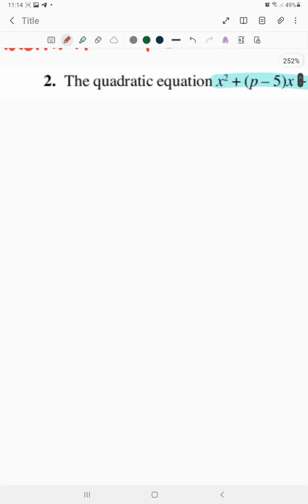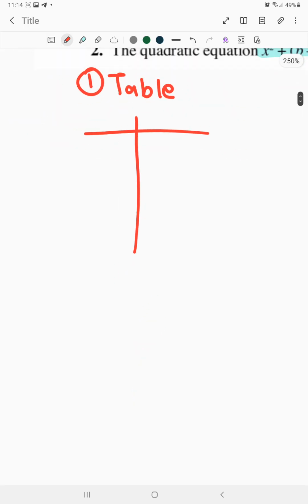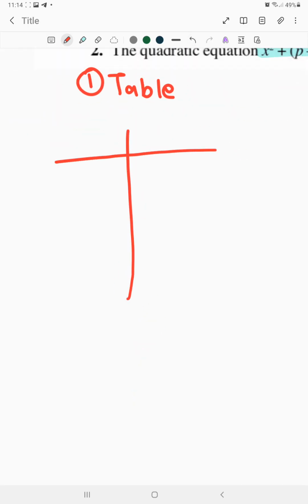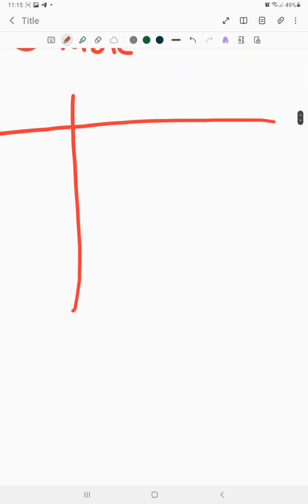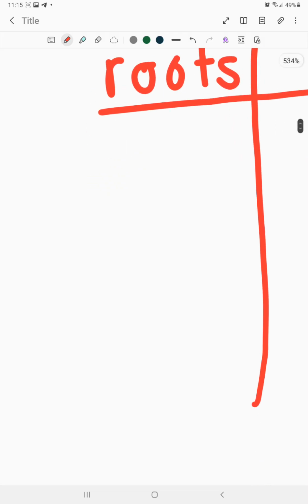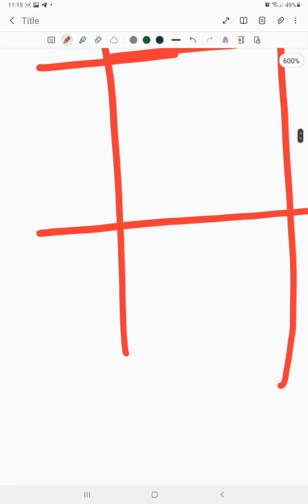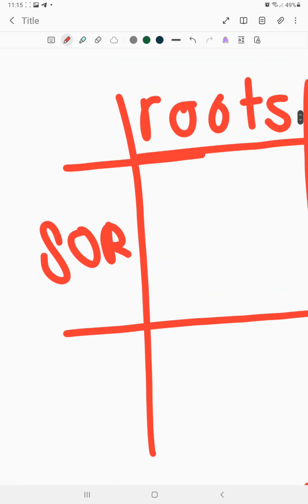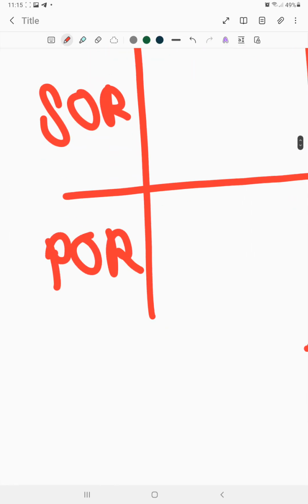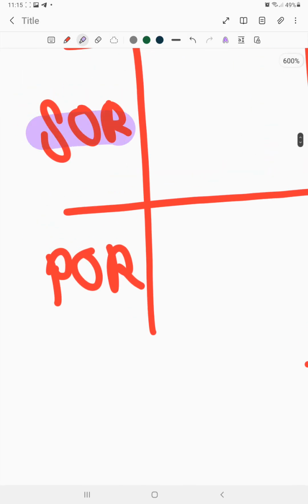So now how are you going to solve this question? First, you need to draw a table. Divide it into this type of columns, components, like this. Here will be your roots. Divide another component over here and then divide into 2. Here will be your SOR and here will be your POR.